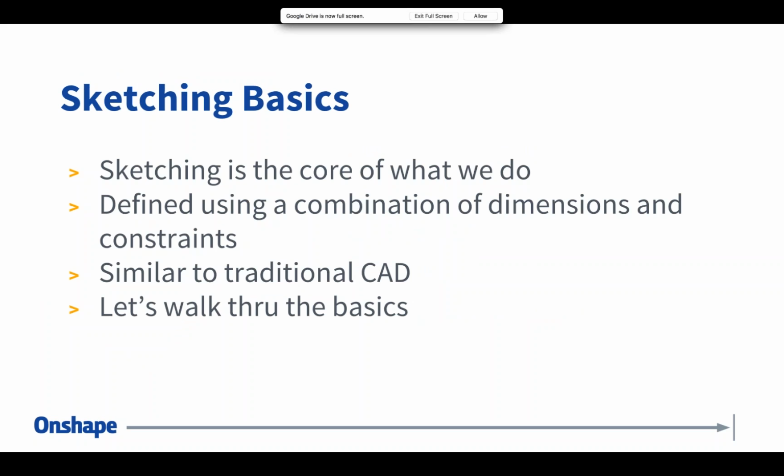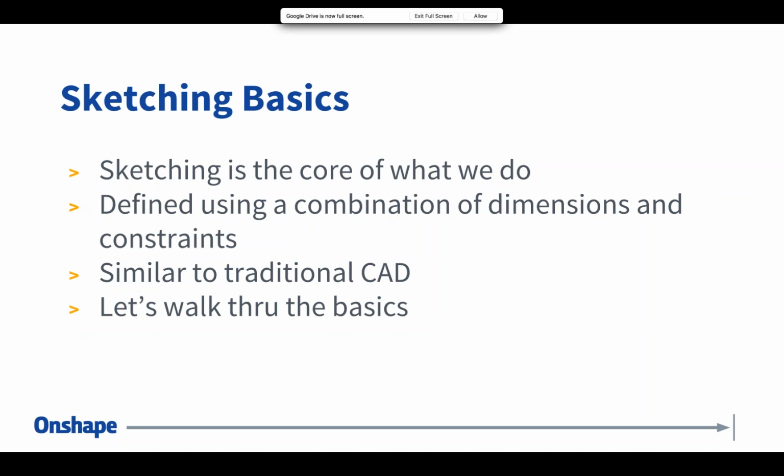So if you're new to sketching in 3D CAD, it really is the core of what we do. If you think of a 3D CAD model, you start with a sketch, and the sketch is kind of the foundation for which you build all your other features. So it's important to define it correctly, and of course, it's defined using a combination of dimensions and constraints, right? Onshape is a parametric CAD modeler. We define our geometry with constraints and dimensions, so we're going to cover that.